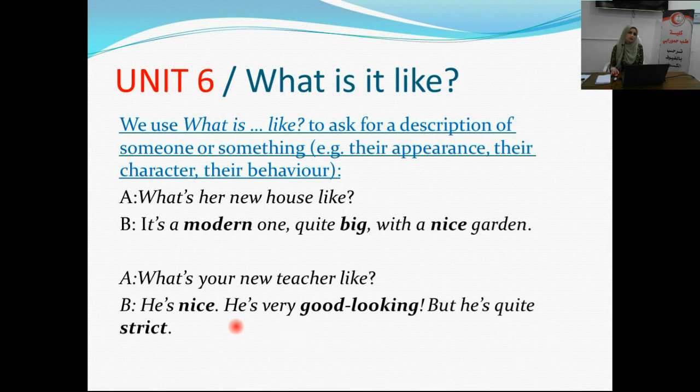We have also, what's your new teacher like? We have what is the subject plus like. So he is nice, he's very good looking, but he is quite strict. We have nice, good looking, and strict, the three adjectives that describe the new teacher.